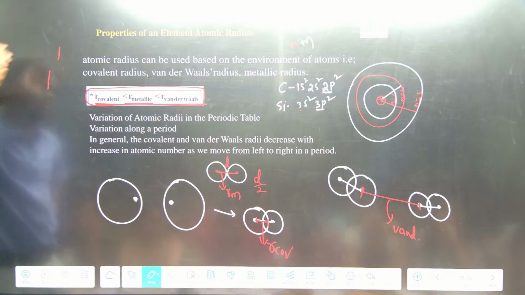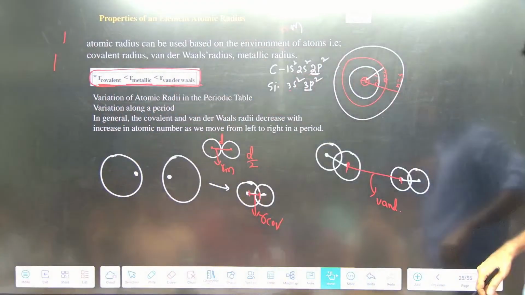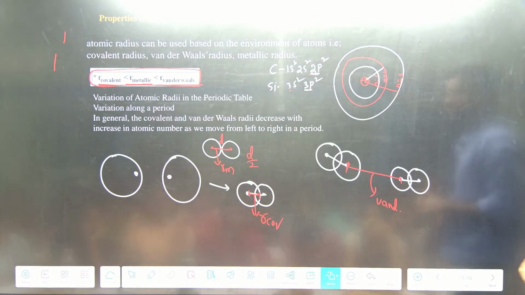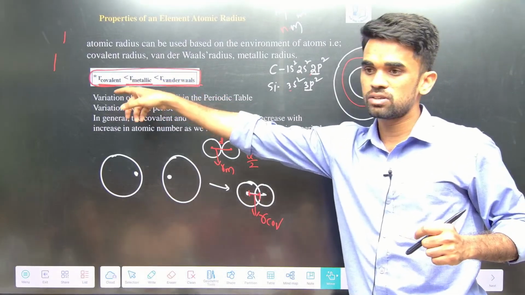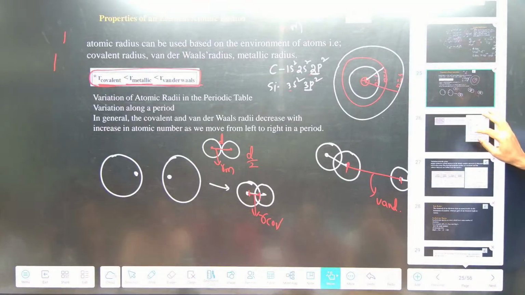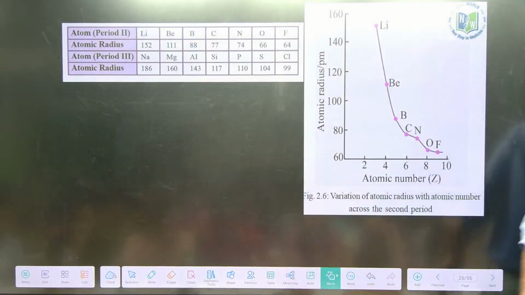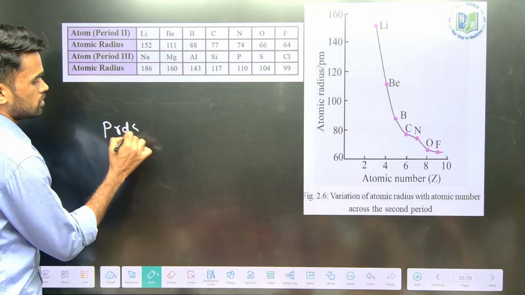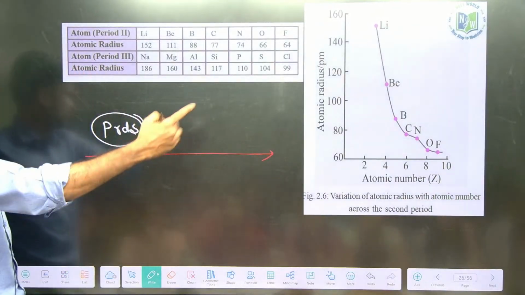So now how will it vary? Van der Waals radius is large. The next? Metallic. Least is covalent. Now let us take this variation in the periodic table. How does it vary in the periodic table? If you take periods, from where to where are we going? Left to right. That is what we call periods.